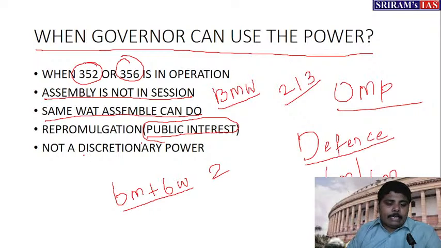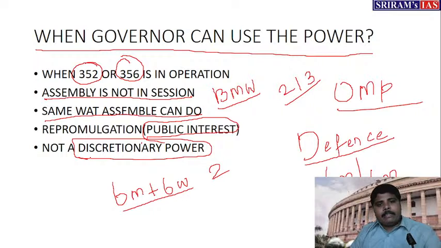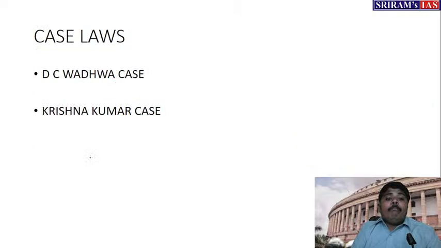And please understand, this is not a discretionary power. Always based on the aid and advice given by the chief minister with the council of ministers, the governor can proceed forward with ordinance making. He can't just make an ordinance whenever he wishes to. He needs to follow this protocol. Otherwise, ordinances cannot be made by the governor.